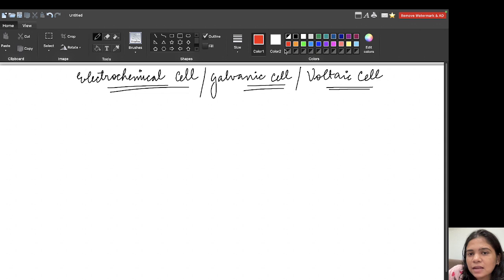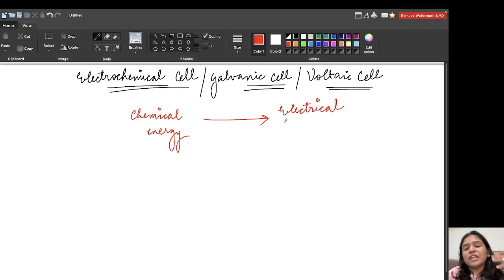So in this cell, what is basically happening? Chemical energy is getting converted into electrical energy. Our main purpose of having this kind of cell is that we need to produce electricity. That's our main goal. So chemical energy is getting converted into electrical energy. That is what our electrochemical cell is. I think in the earlier part of the video I said the opposite, so just correct it.